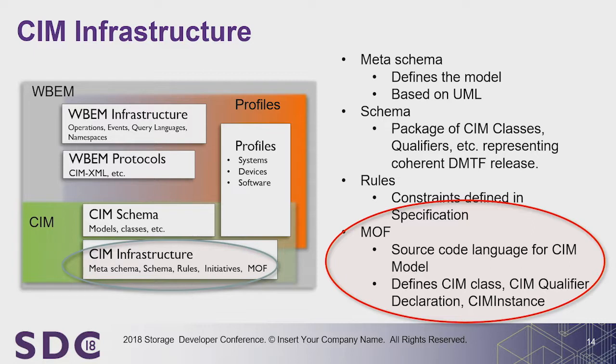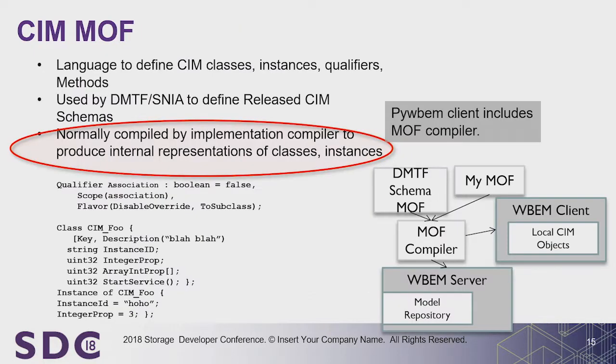Okay. I'm not going to worry about this one other than to note the SIM infrastructure defines the meta schema, which defines the basics of the model. It's pretty well based on UML. The schema itself, packages of classes, etc. The rules, the constraints, which represent the specification for the model. And finally, a language definition for defining the source code for classes, instances. And that's called MOF. And we will see more of MOF as we work our way through this.